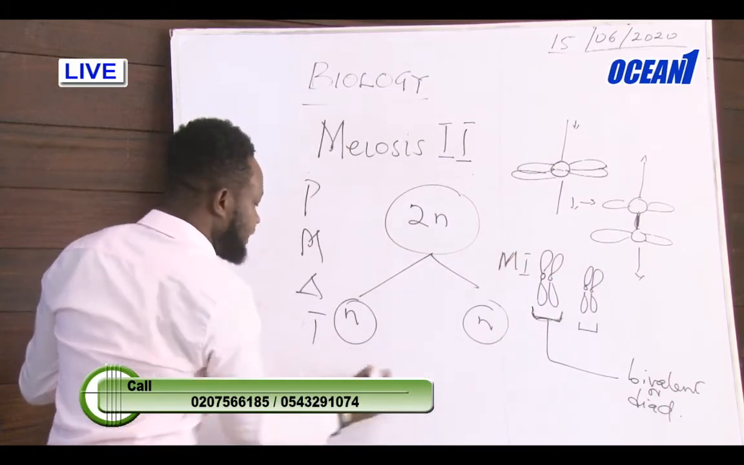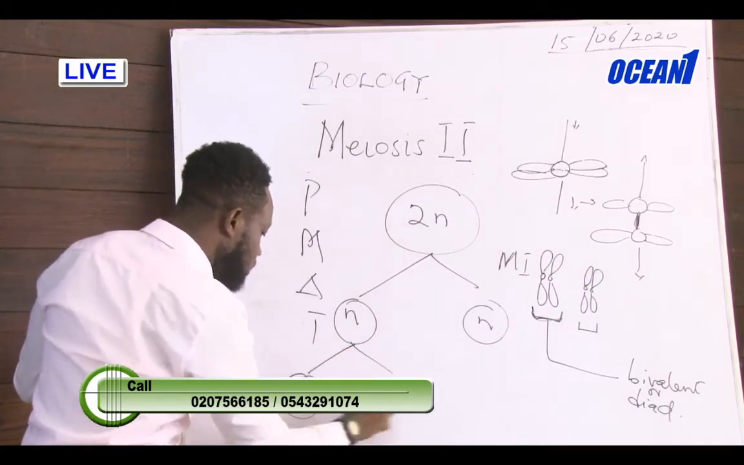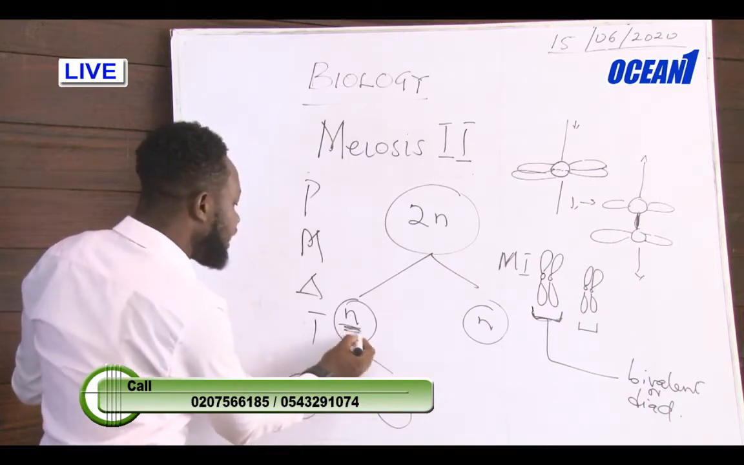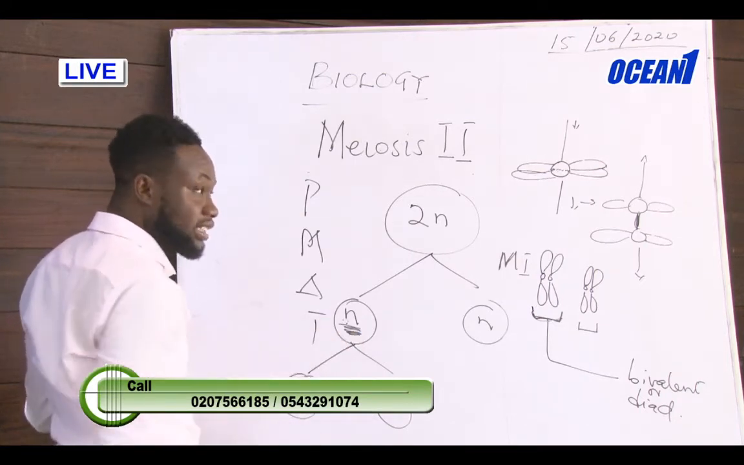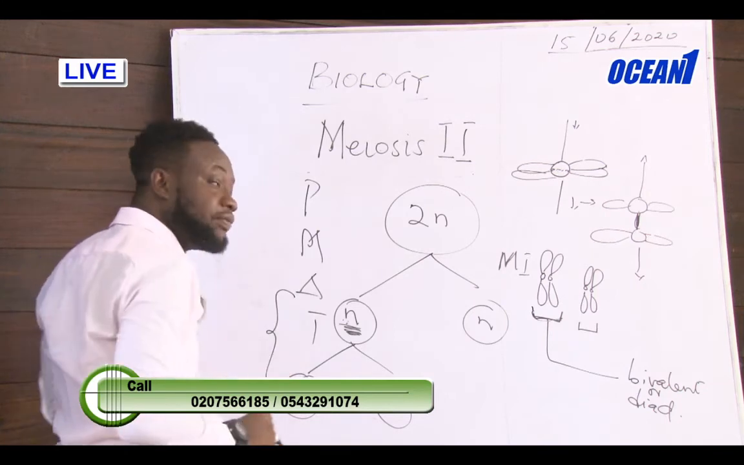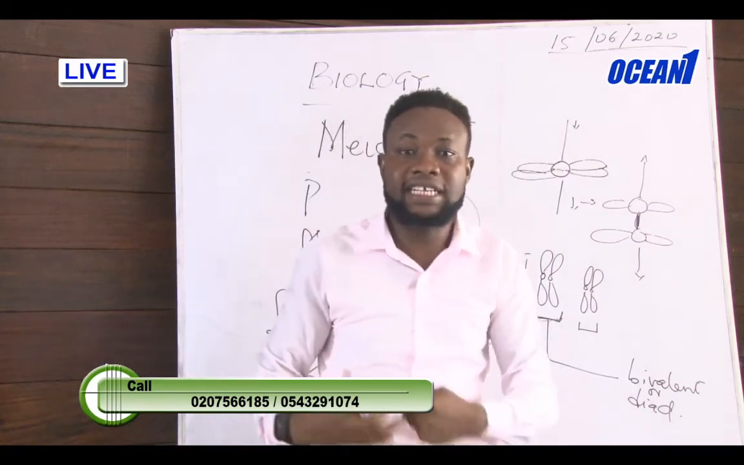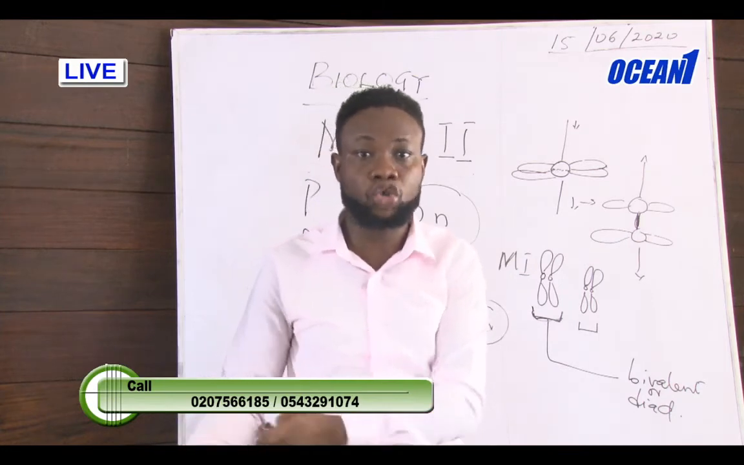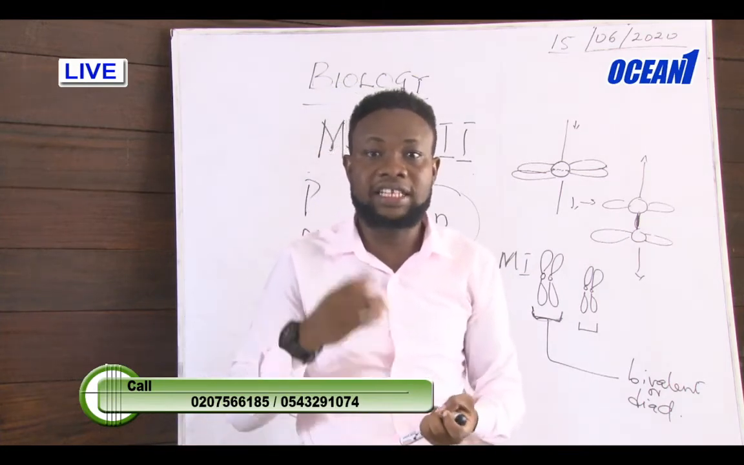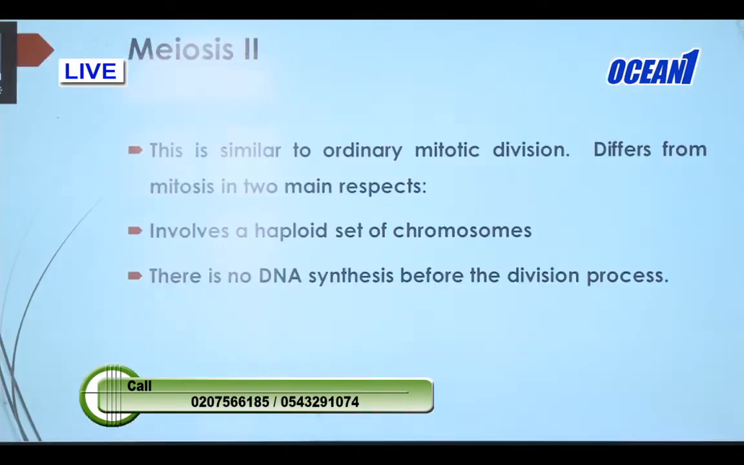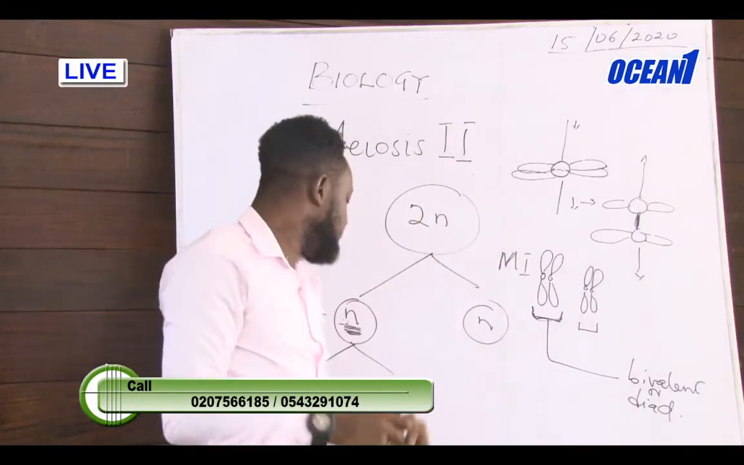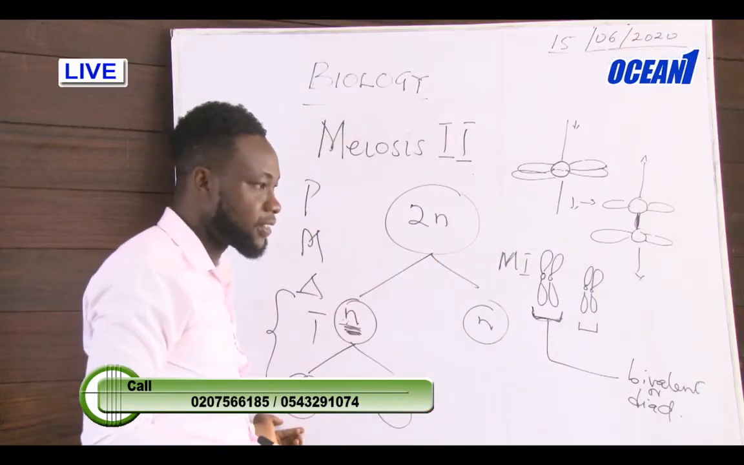Further division of this brings about meiosis 2. But look at this, we are going to have a haploid set of chromosomes. So this is virtually an equational division. And once it is an equational division, it will follow the principles of mitosis, because we said that mitosis is an equational division. That is why we are saying that meiosis 2 is similar to the ordinary mitotic division. So if you understood the division of mitosis as we did last week, we just apply that concept in meiosis 2 and you are done.